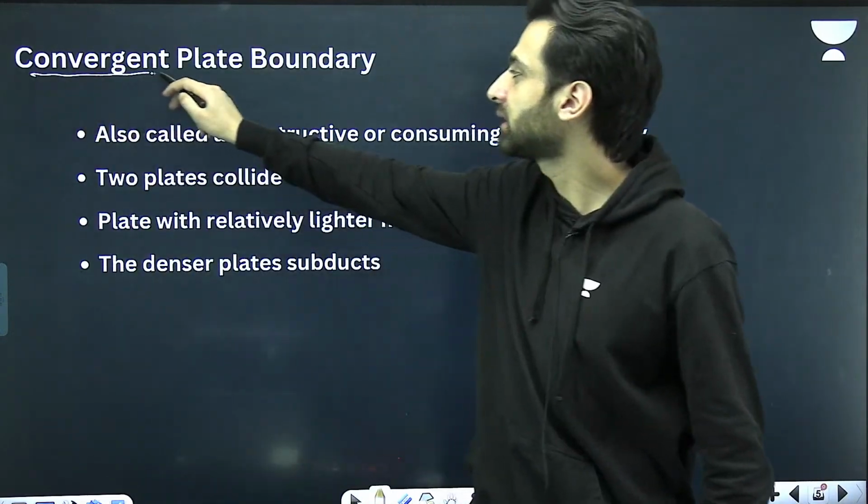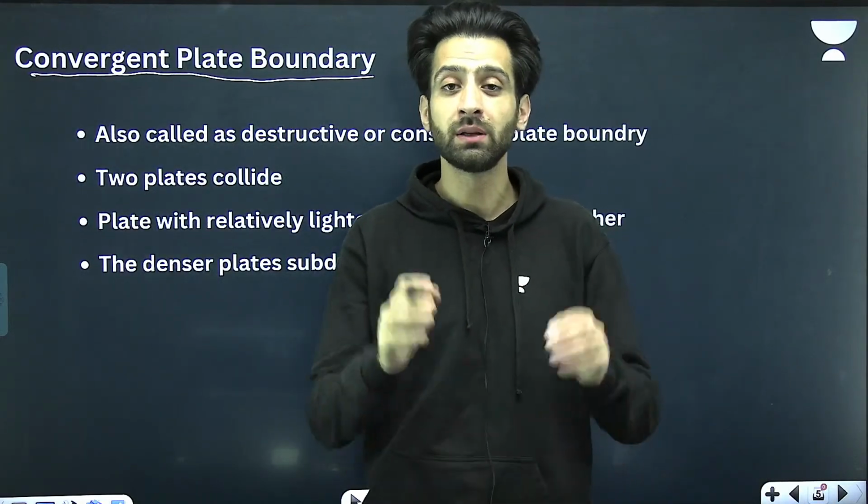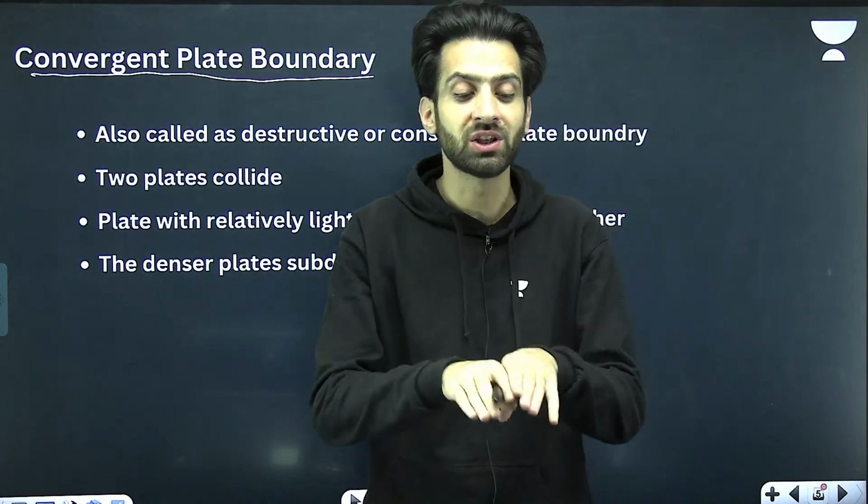First, starting with the convergent plate boundary. In the convergent plate boundary, as I told you, the plates will collide or come towards each other.